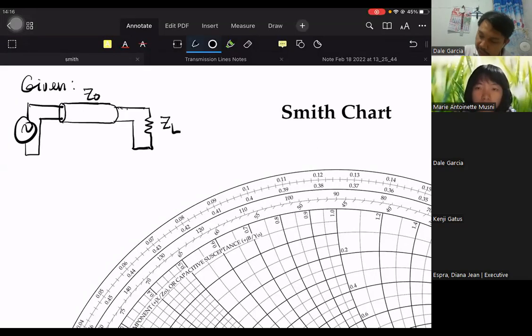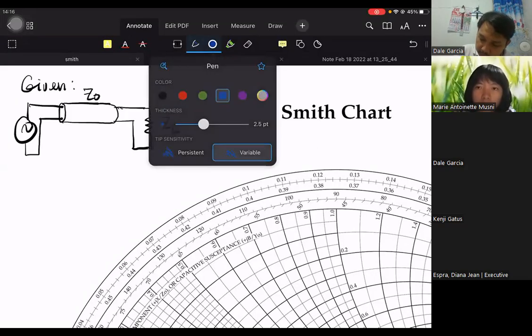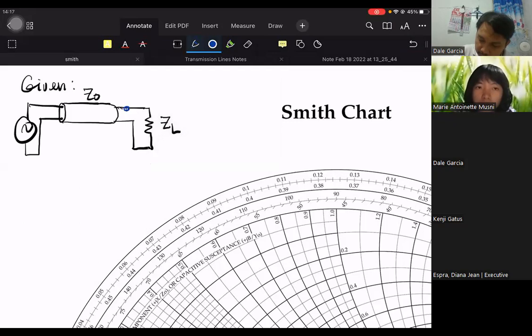So, kibalid, dili daw na to kuan ang transmission line. Then to insert.